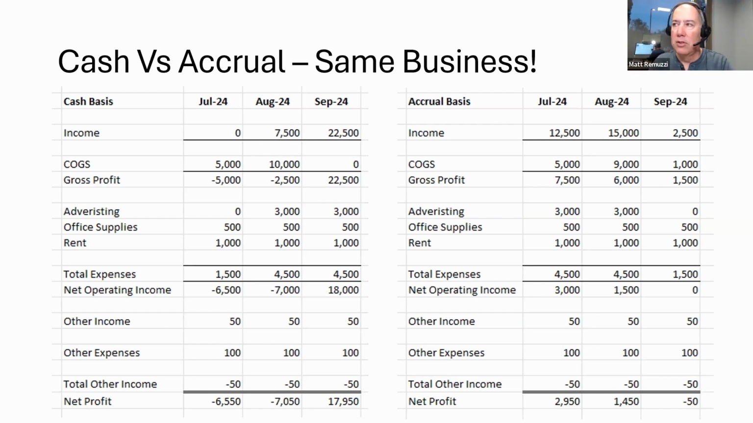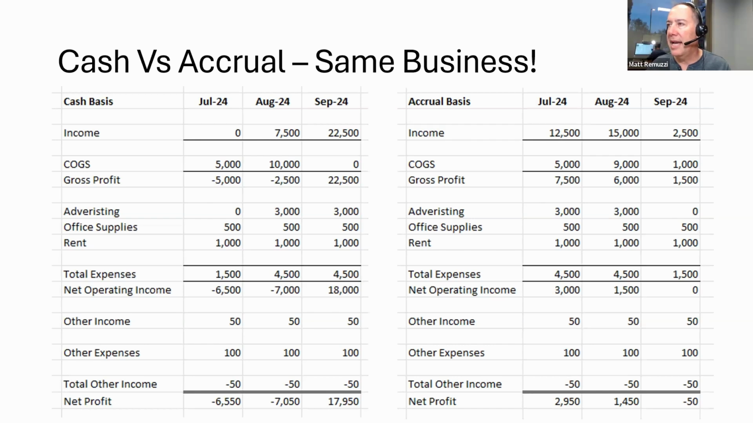In July, they sold $12,500 worth of goods or services, whichever it is, or combination. They just didn't collect any of that, but they sold it. And as a result of knowing they'd sold it, they bought $5,000 worth of product to service that $12,500 sale. And then they signed up for an advertising program, which they knew was going to be $3,000 a month. So they recorded that expense, even though they hadn't paid it yet. And bottom line, they had a $3,000 net operating income and almost $3,000 in profit after a few other income and other expense accounts.